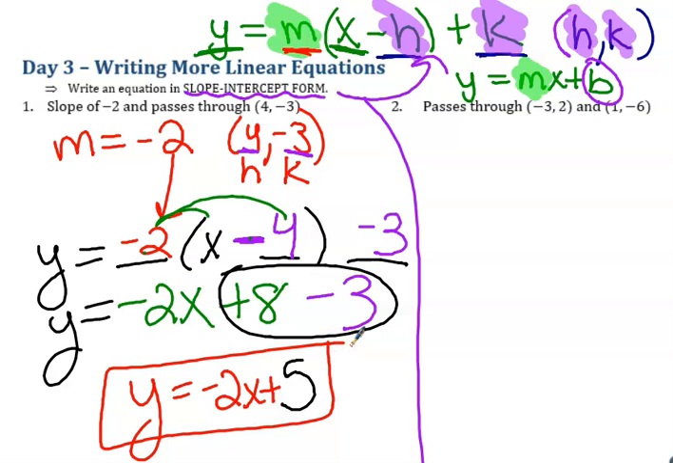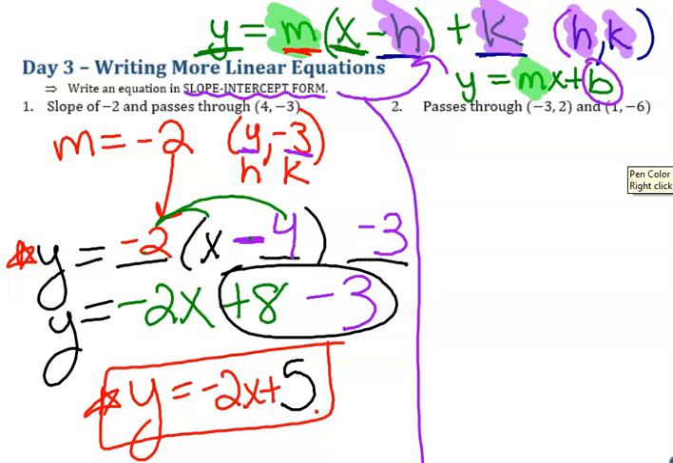So let's think about this. When I am going from water to ice, it's both made out of H2O, but it looks different. The same thing with this. This equation and this equation, it's the same line, but it looks different, okay? So I want it to look like the slope-intercept form so I can graph this.